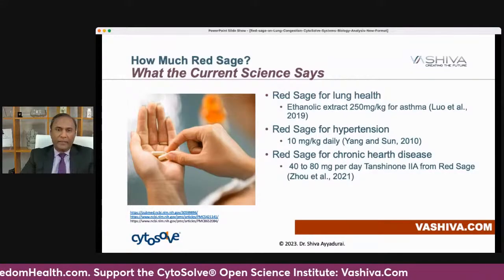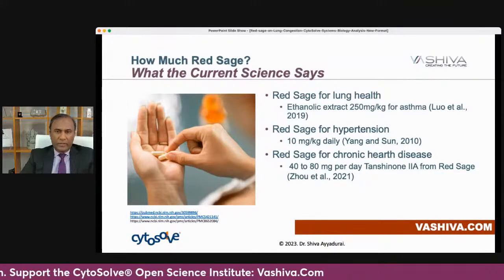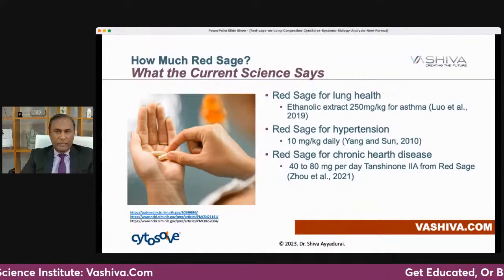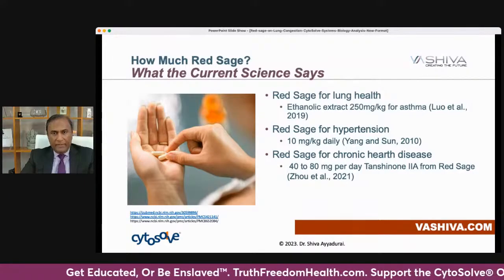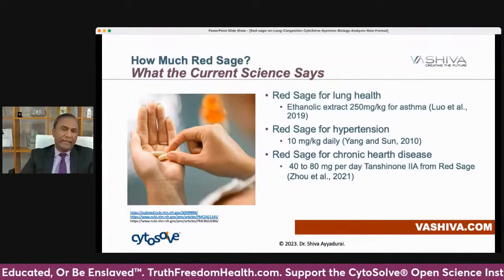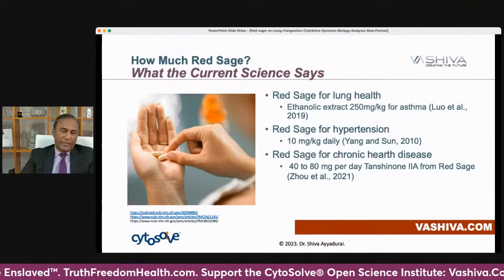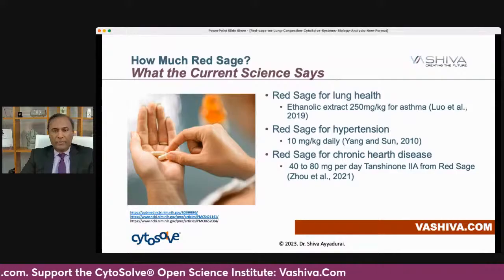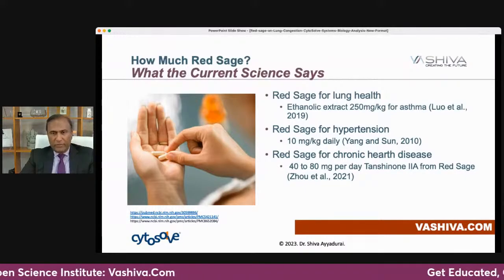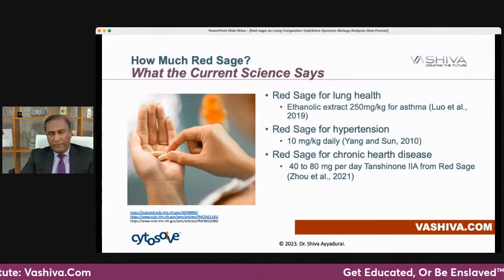But anyway, if you want to look into it, there's an ethanolic extract, and you want to take about 250 milligrams per kilogram. That's for asthma, and that comes from Luo et al. in a 2019 research paper. So you can get the extract in various ways. This is ethanolic extract, 250 milligrams per kilogram. That means if you weigh 1 kilogram, you need 250 milligrams.